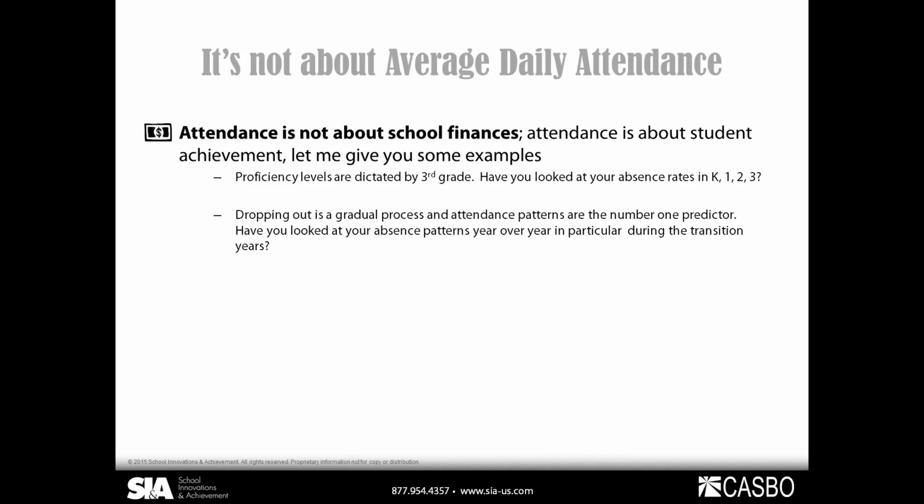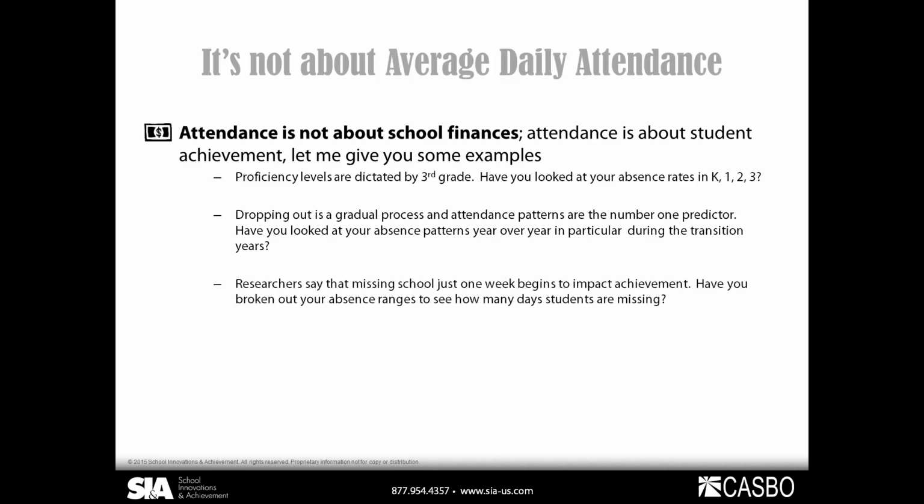And let me give you some examples. What we know from research and studies is that proficiency levels are dictated by the end of third grade. Most tell us that we are learning to read by third grade and then reading to learn after that. So if that's the case, and we still battle with a misunderstanding of our parents about the amount of curriculum and the importance of learning time, particularly in kindergarten and first, have you begun to look at your absence rates in kindergarten through third?